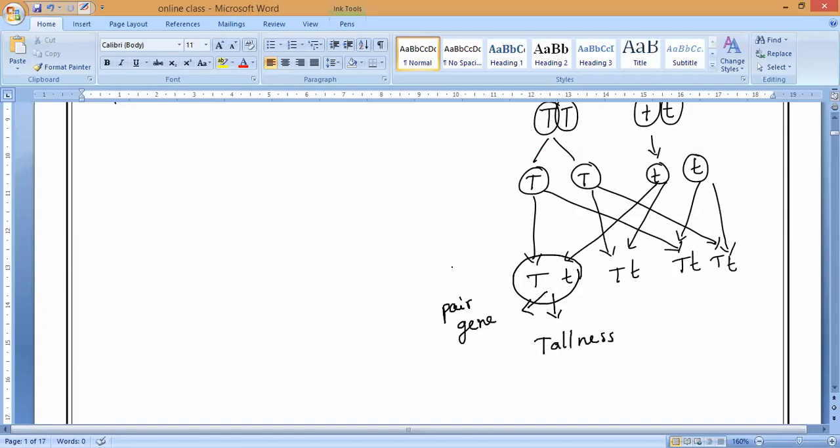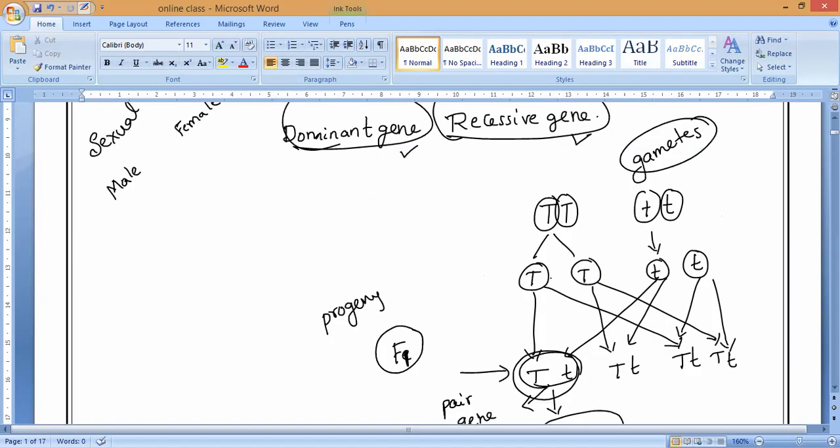This is the tallness in the F1 generation. Whether it is the F1 generation or F2 generation, this is the progeny. In this progeny, this is the characteristic or trait which I am observing. Here one pair of genes is present. In this one pair of genes, one gene is coming from one parent and another gene is coming from the second parent. Is it yes or no? True or not? Please respond.